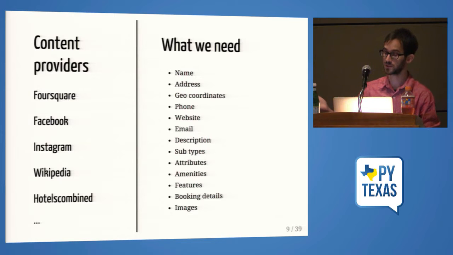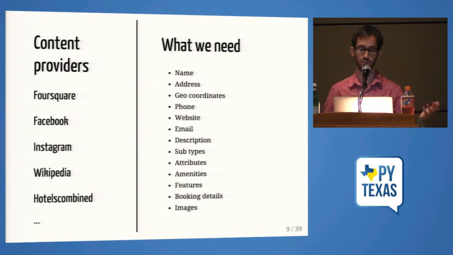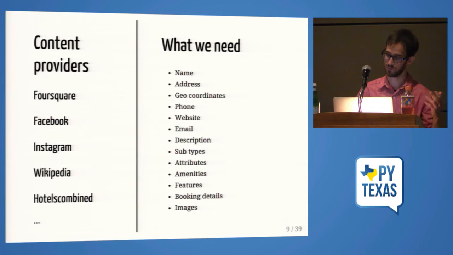From each of the content providers, we will want as much information as we can get from it. It will help us a lot later on. Some of it is, of course, the name and address, the geo-coordinates. If it has a phone, a website, or email, it will also be very good, both for the user and for us. And whatever other details we would want to get, and of course, images. Images are very important.